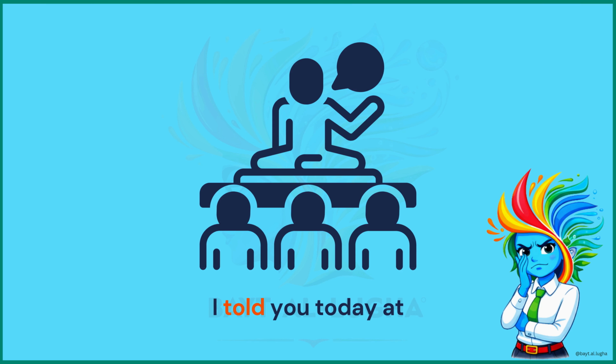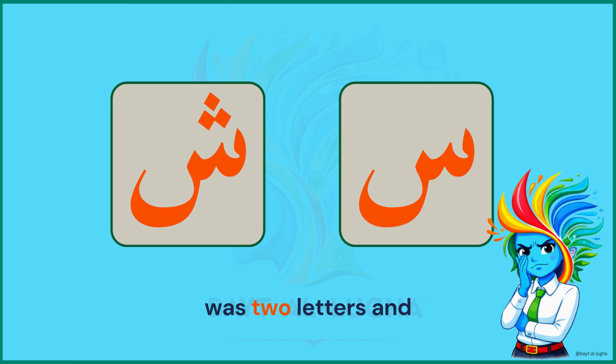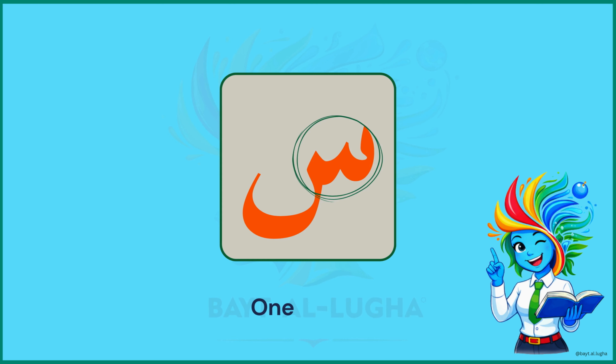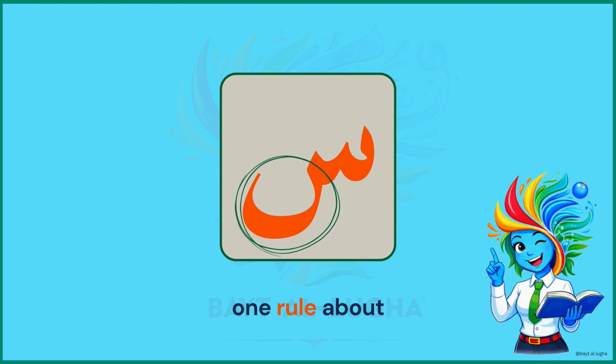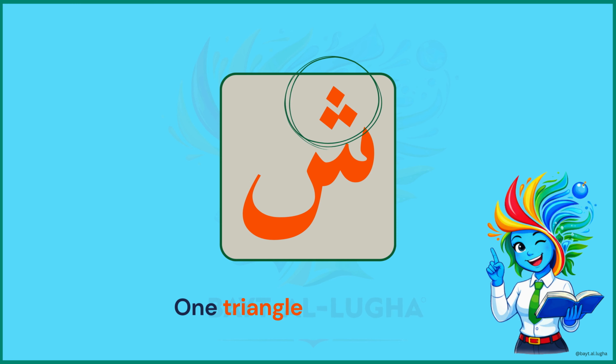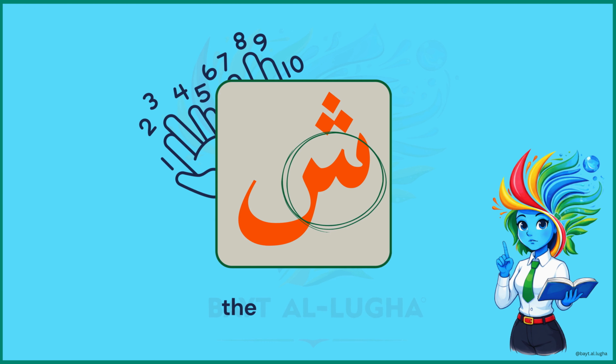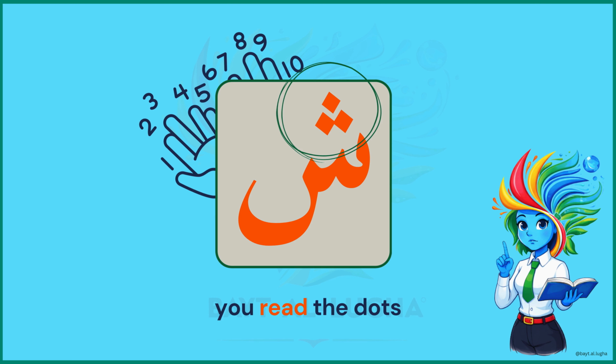I told you at the start that today was 2 letters, and it was a lie. Here is what it actually was. 1 comb, 1 rule about a ball that only shows up when the letter has nowhere else to be. 1 triangle that decides which of the 2 you are looking at. And 1 habit worth more than all of it, which is counting the teeth before you read the dots.